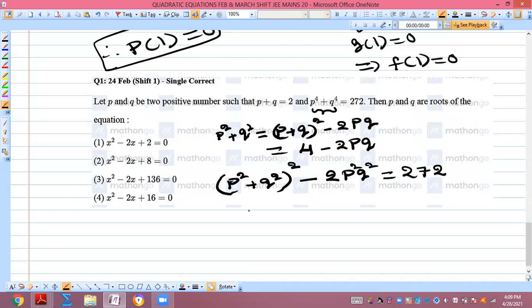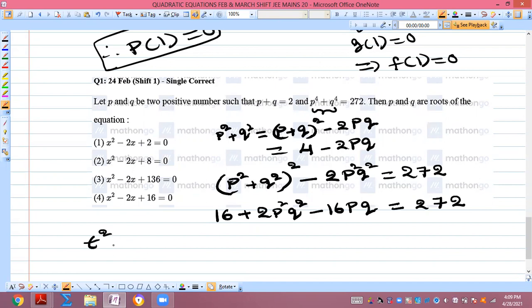So P square plus Q square is already given. That is 4 minus 2PQ whole square. So it will be 16 plus 4 P square Q square minus 16PQ, then minus 2 P square Q square, so that will be 2 P square Q square minus 16PQ is equal to 272. Now it is a quadratic equation in PQ. So we can write it as t square, taking 2 also common, PQ as t. So t square minus 8t, 16 times 16 will be 256, so minus 128 equals 0.